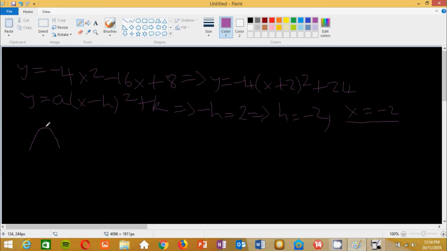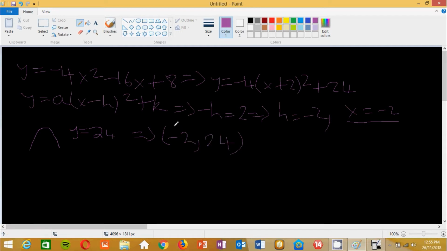so it's going to look something like this. And then this point here, the x coordinate is going to be negative 2, and the y coordinate is going to be equal to 24, and we get that because that's the value of k, because k is 24. So the coordinates of the stationary point are negative 2, 24.